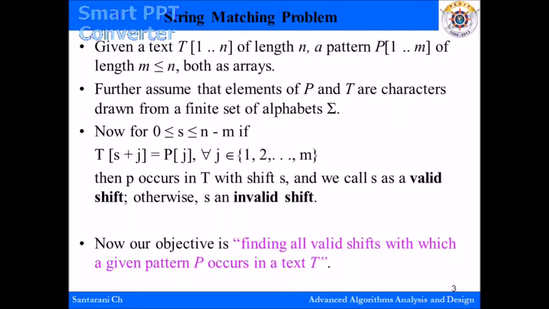That is the value of s when P has a match in the text T, and we call this value of s a valid shift; otherwise s is declared as an invalid shift. In a string matching problem, our objective is to find all valid shifts with which a given pattern P occurs in a text T.